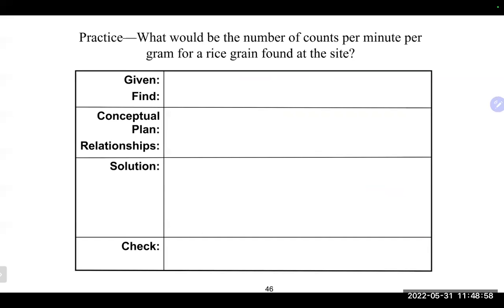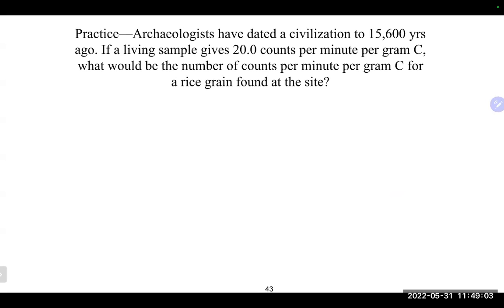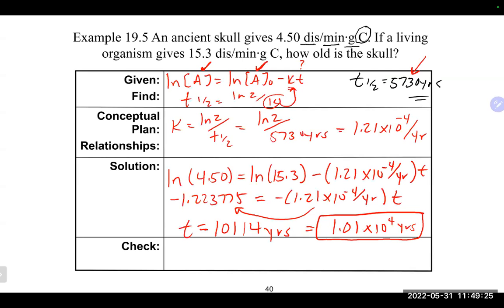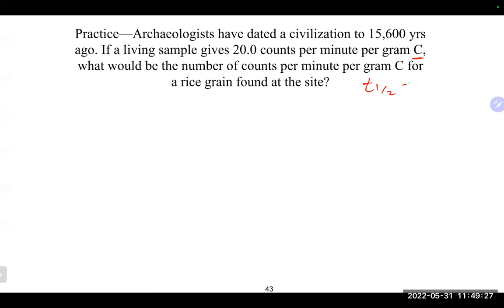So we find a grain of rice there. Archaeologists dated the civilization to 15,600 years old. If a living sample gives 20 counts per minute per gram of carbon, what would be the number of counts per minute per gram of carbon in a rice grain that's found on the site? So once again, we're dealing with carbon, so we'll use the same half-life as on the previous problem, 5730 years. All right, give it a go, see what you come up with.